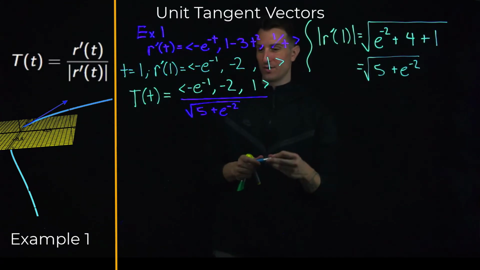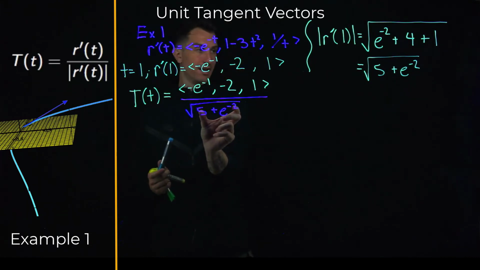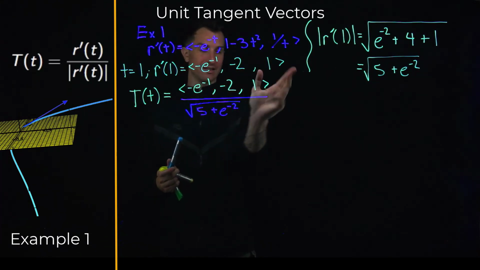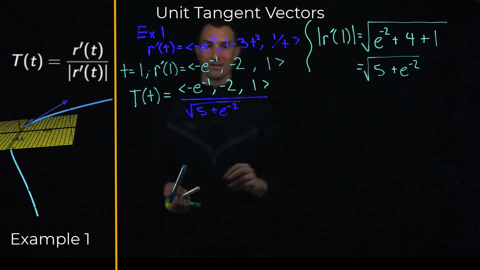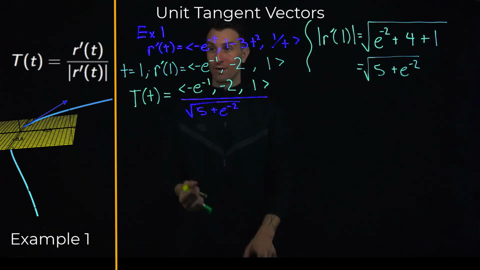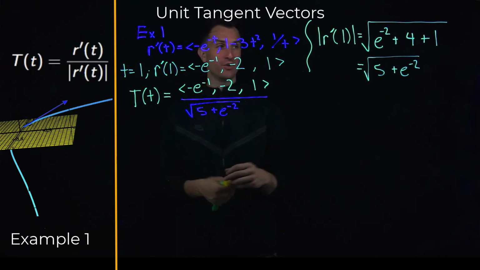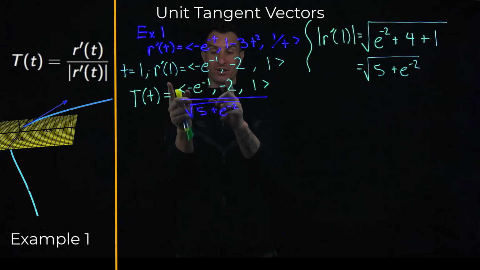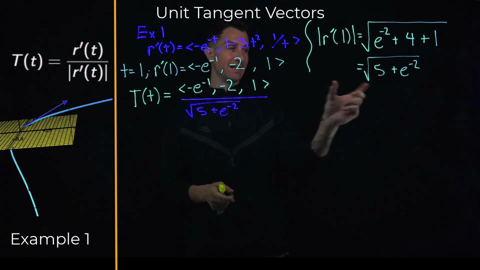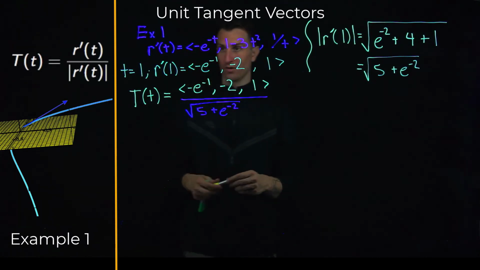So normally you would distribute out this denominator to each component, but just for now, because it's ugly and I gave you an ugly example, we can leave it just like that. But the process remains the same, even when you have a nicer problem. You find the derivative or the tangent vector, and then you divide by its magnitude. Okay, so that was example 1.